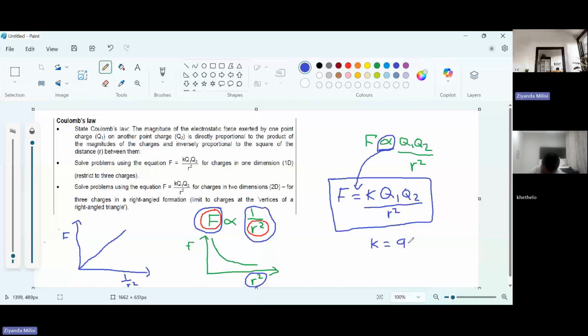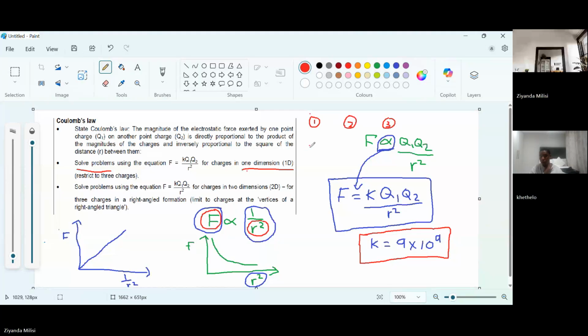So, according to the guidelines, you must now be able to solve problems in 1 dimension, 1D, up to a maximum of 3 charges. So you'll have 3 charges. Here is charge 1, another one, charge number 2, and another one, charge number 3. This is 1 dimension. You can see all of them are along the horizontal axis, or all of them are going to be along the vertical axis.